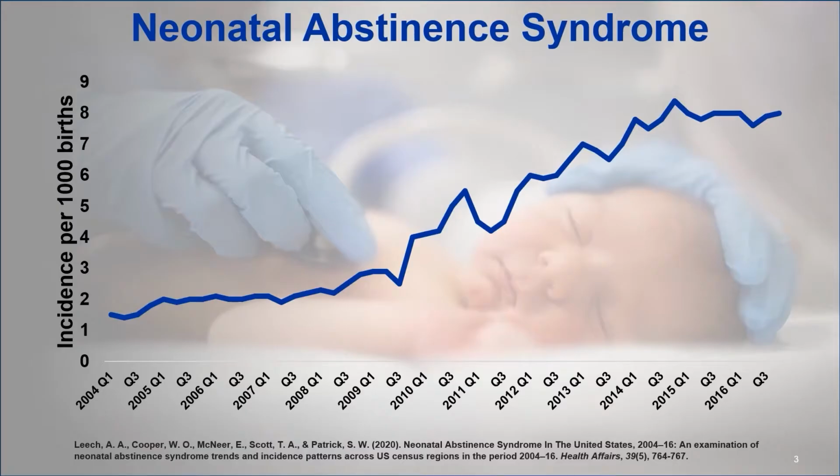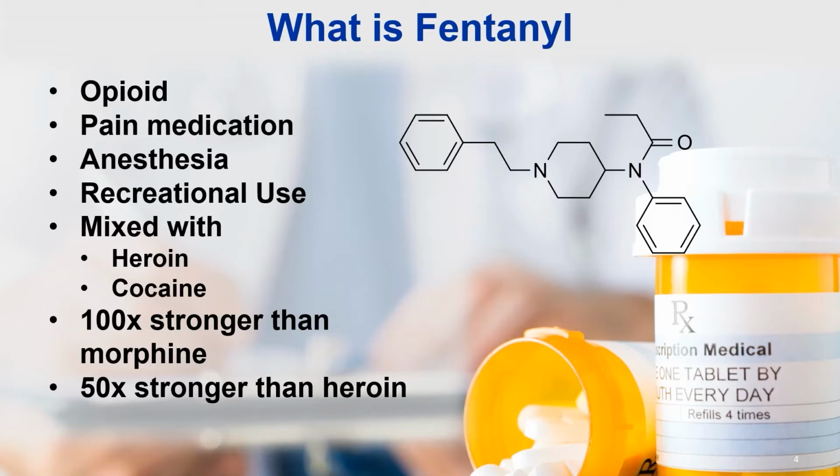So by now, we are all quite aware of the current opioid crisis. Well, this crisis is also being observed with our newborns. Over the past decade, we have seen an increased incidence of neonatal abstinence syndrome, or NAS. Now, one specific opioid that has received a lot of attention recently is fentanyl, which is a very, very potent opioid. So what exactly is fentanyl?